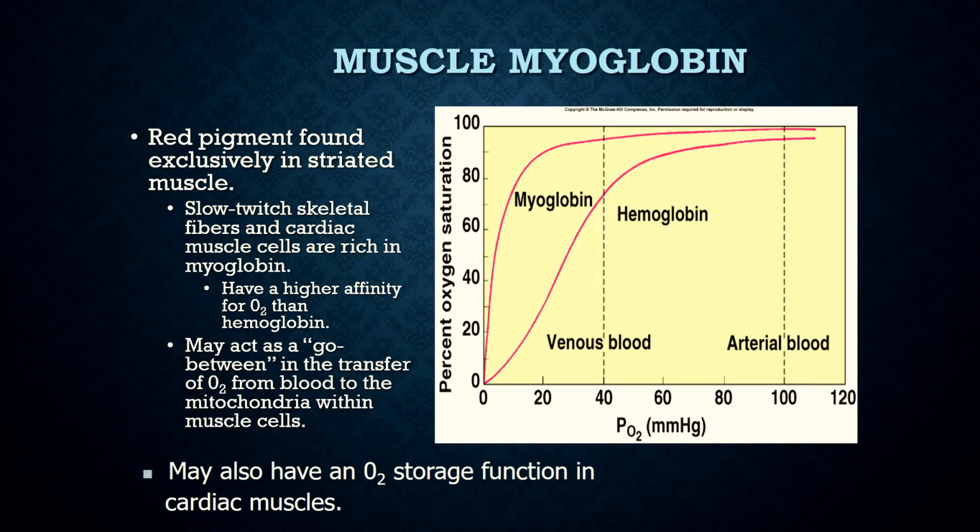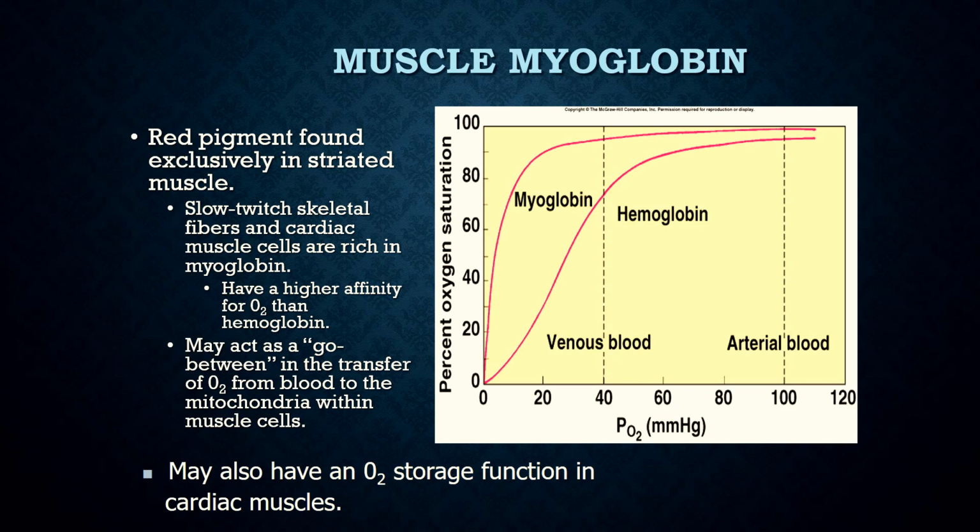Another variable that affects the amount of oxygen that's unloaded in tissues is muscle myoglobin. This is a red pigment found in striated muscles such as skeletal muscle and cardiac muscle, and these are rich with myoglobin. The difference between myoglobin and hemoglobin is that myoglobin has 1 heme instead of 4 hemes like hemoglobin does. There will be a higher affinity, however, for oxygen than for hemoglobin. And so this acts as a go-between to transfer oxygen from the blood to the mitochondria within muscle cells.